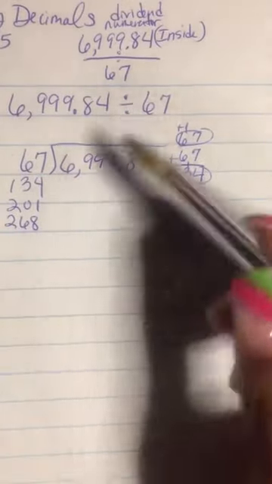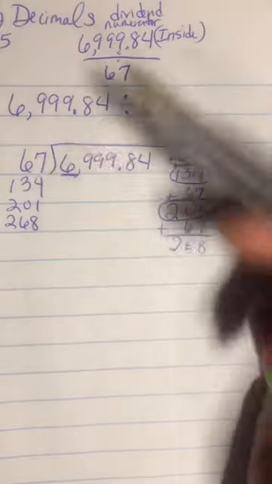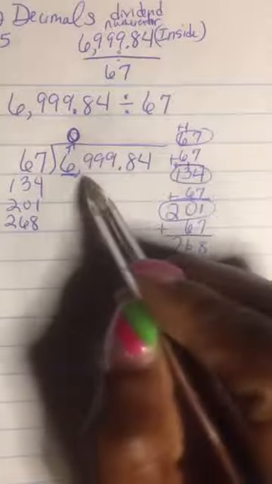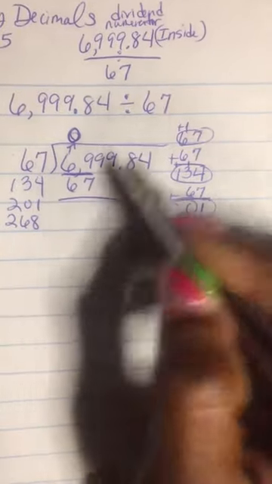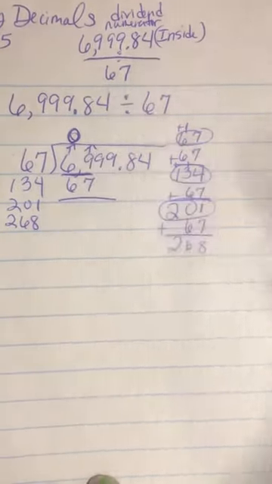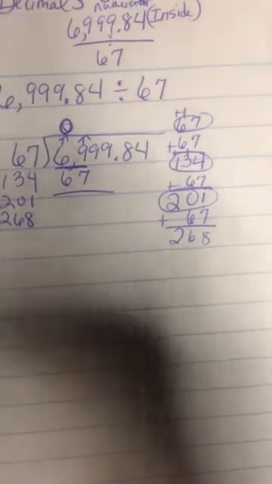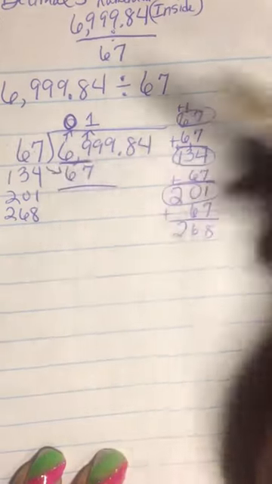So we're going to look at the first number, 6. Do we see the number 6 in the 67 times table? No. So you put a 0 representing no. There's no number 6. Now we're looking for the multiple that's closest to 69, and that is 67. So we're going to write 67 here. Divide. The next step is multiply. So what number times 67 gave us 67? That's 1. 1 times 67 is 67.